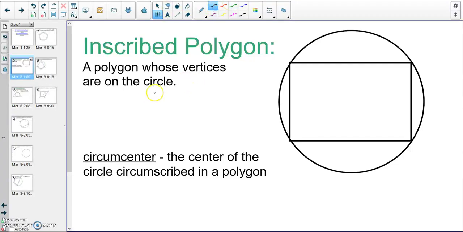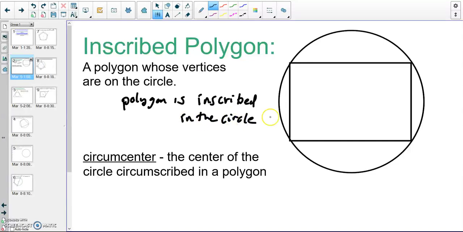A polygon whose vertices are on the circle is said to be inscribed in the circle. So in this picture we have here, the polygon is inscribed in the circle. What that means specifically is not just inside, but that the vertices, all of them, are on the circle. All four vertices. Again, the way I remember it is inscribed is inside.